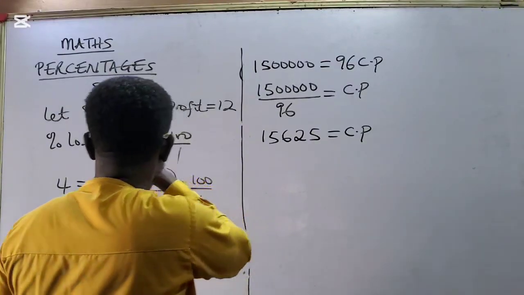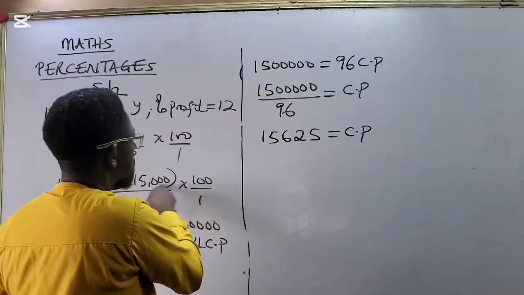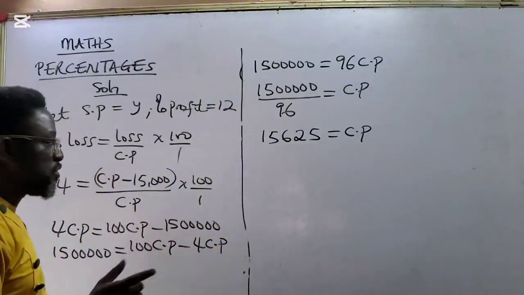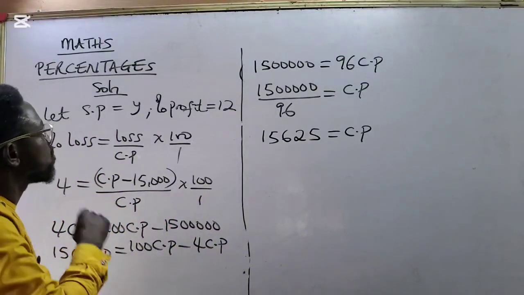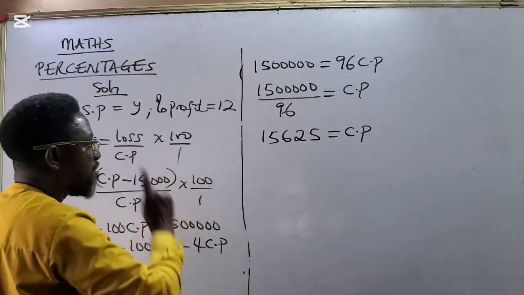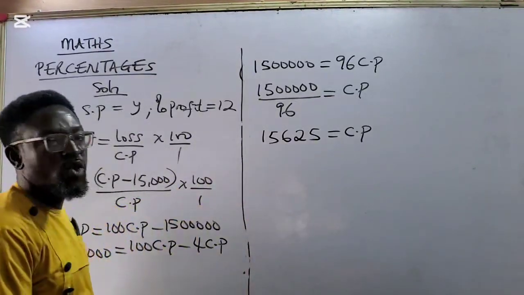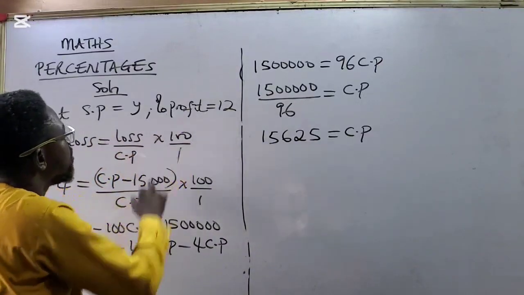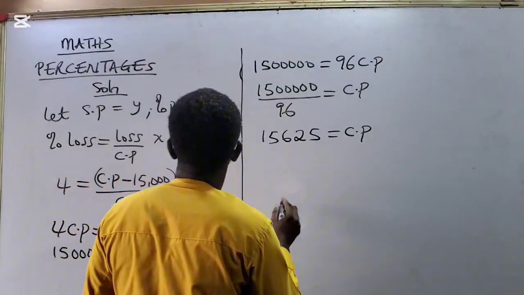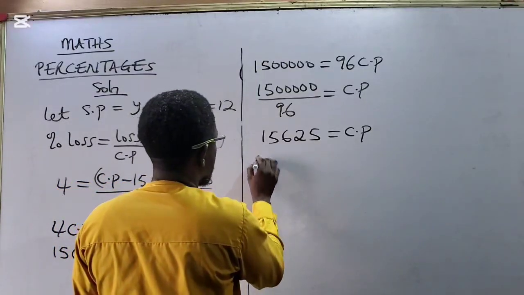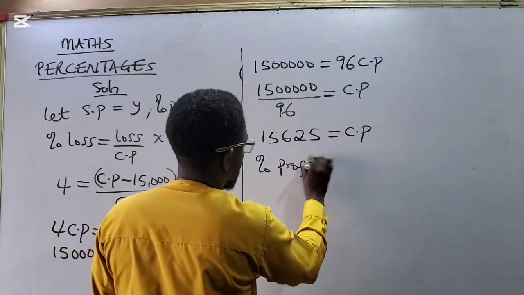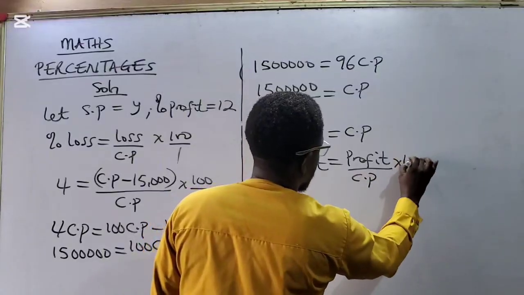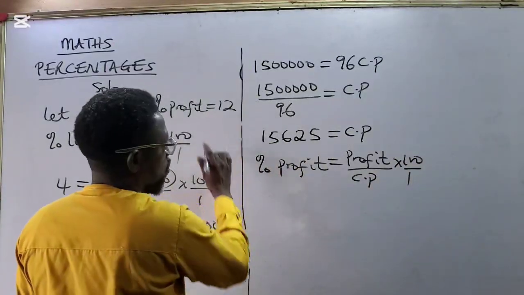15,625, which is more than this selling price. That's why you were told that if you had sold it for 15,000, it would have made a loss. So that means the amount you sold it for is more than 15,000, and definitely it's going to be more than 15,625. So the next thing I'll do now is to calculate the value of y. Since we were told that it made a profit, I use the formula for percentage profit. That is profit over cost price times 100 over 1.